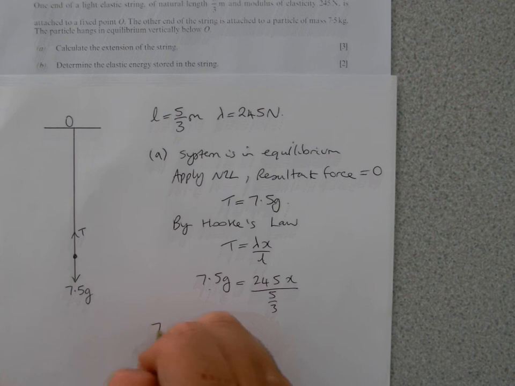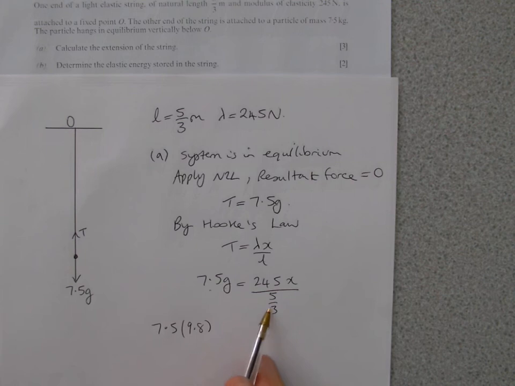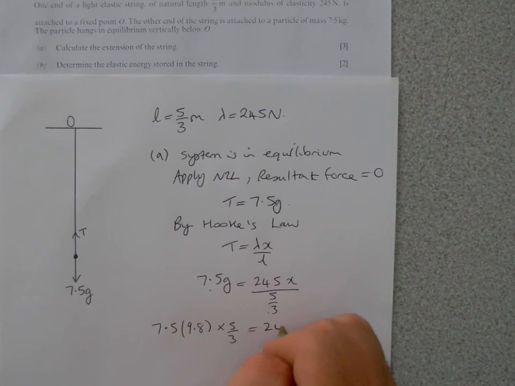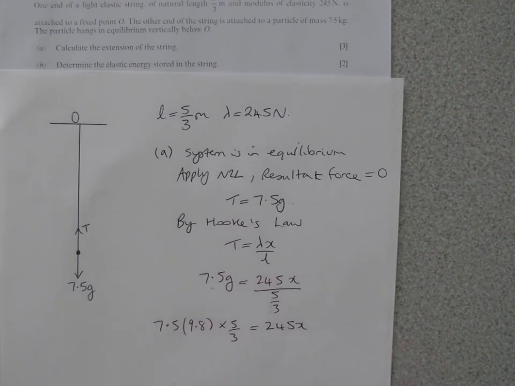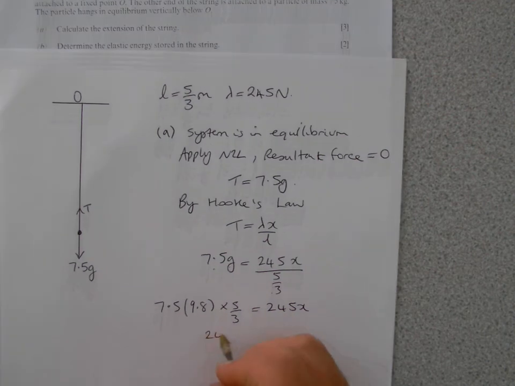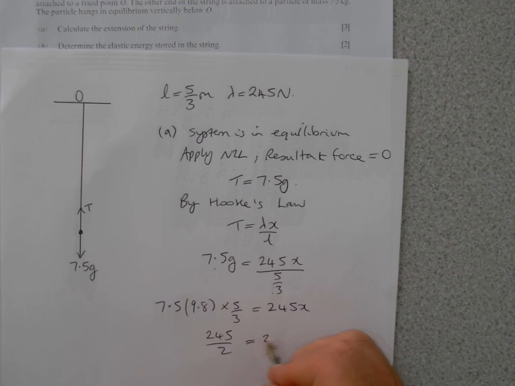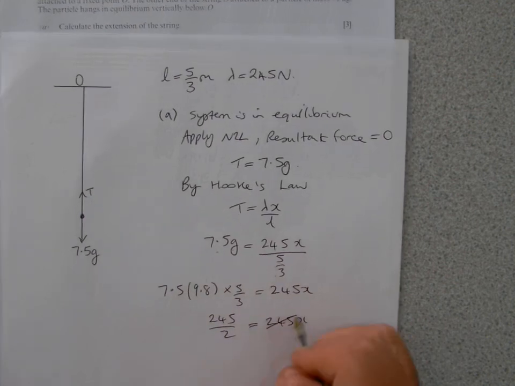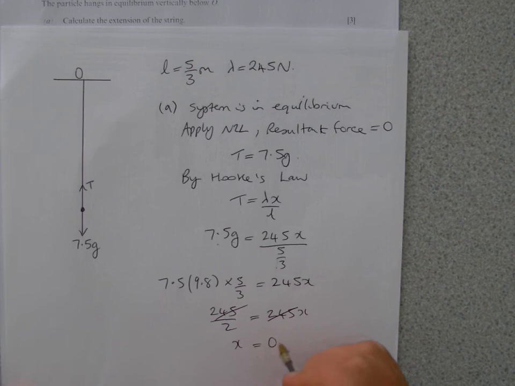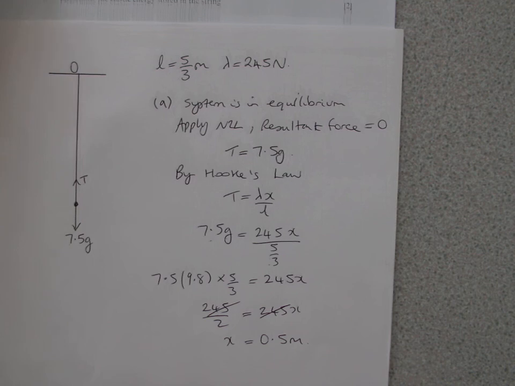So 7.5 G, that'll be 7.5 times 9.8, with gravity there. That 5/3 we can take over the other side and multiply. That'll equal 245x. Just do that calculation. And I get on this side 245 over 2, that happens to equal 245x there. So 245 will cancel, and I end up with x to be 0.5 meters. That's the extension there.